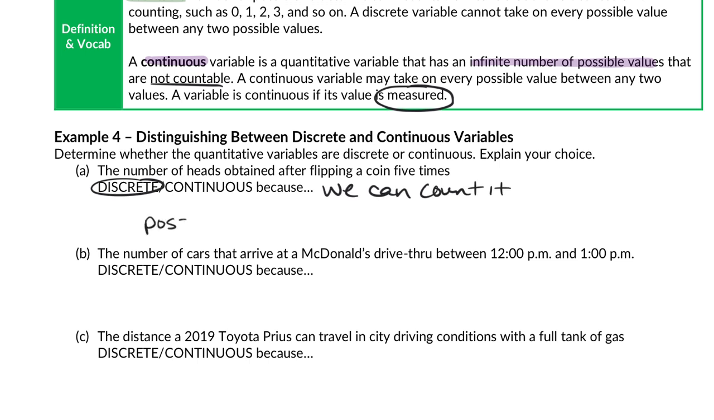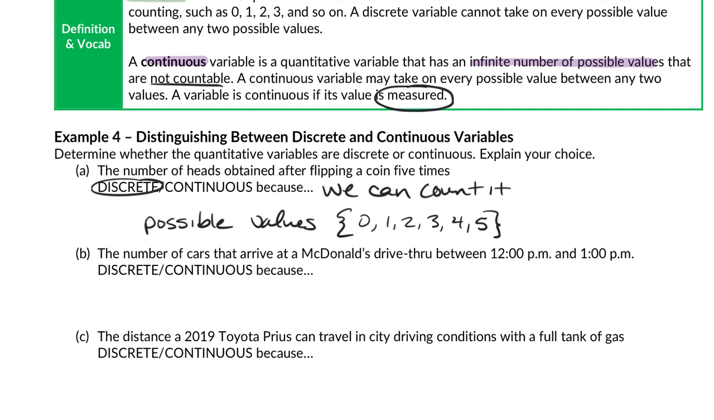For fun, let's list out all of the possible values. If I flipped a coin 5 times, how many heads could I possibly get? 1, 2, 3, 4, 5. Or even 0. Those are the possible values for this coin flip.